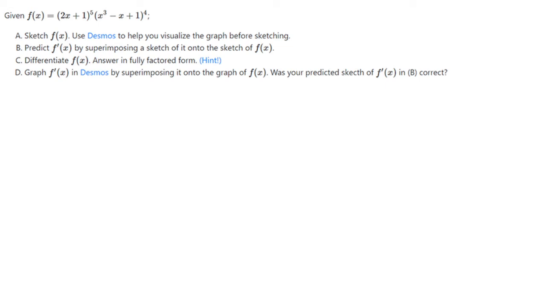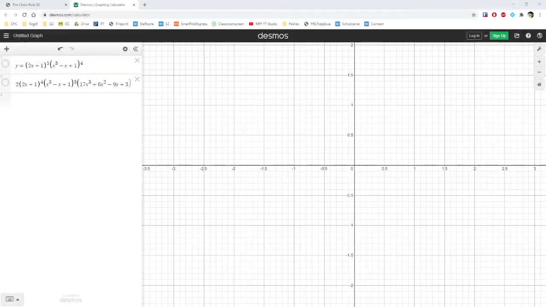Given f(x) = (2x + 1)^5 (x^3 - x + 1)^4. Sketch f(x). Use Desmos to help you visualize the graph before sketching. So we're going to start by moving over to Desmos. I have already entered the function right here, so I'm going to just enable it so we can see how it looks.